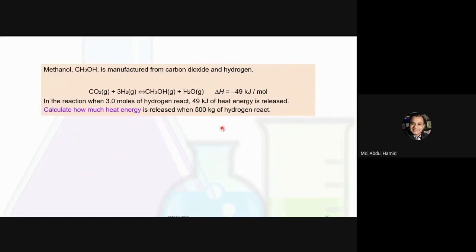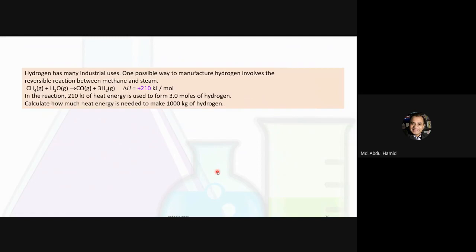Another one I'm giving you regarding the calculations of enthalpy change. Here the enthalpy change is 49 kilojoule per mole, but you have to calculate how much heat energy is released. So for that you have to find out the moles first. What's the moles of hydrogen gas? It is 500 kilogram. You have to convert it to gram, and the moles is 250,000, right? So for 3 moles of hydrogen you are getting 49. For one, how much? It is just the unitary method. You can do it. Other calculations you can do as well.